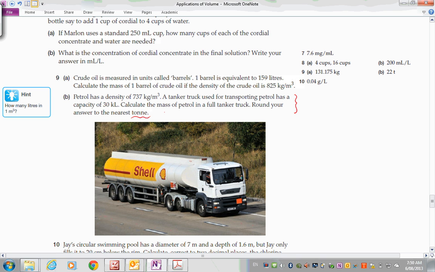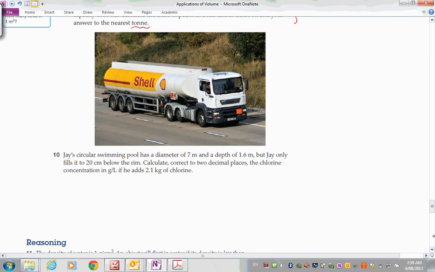Oh, there we are. So kilograms and tonnes. Do you know the conversion? 1,000 kilograms in a tonne. Okay, so you'll need to know that one. Okay, 1,000 grams makes a kilogram, and 1,000 kilograms makes a tonne. Okay, so you might have a look at that. Let's go down. Swimming pool problem.